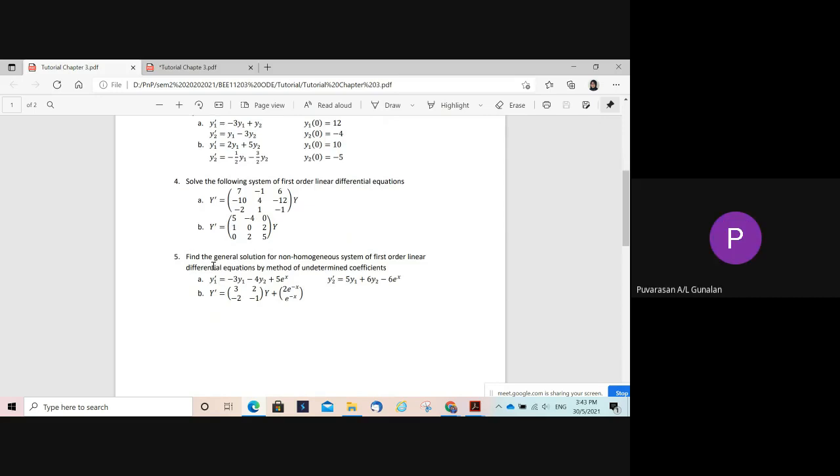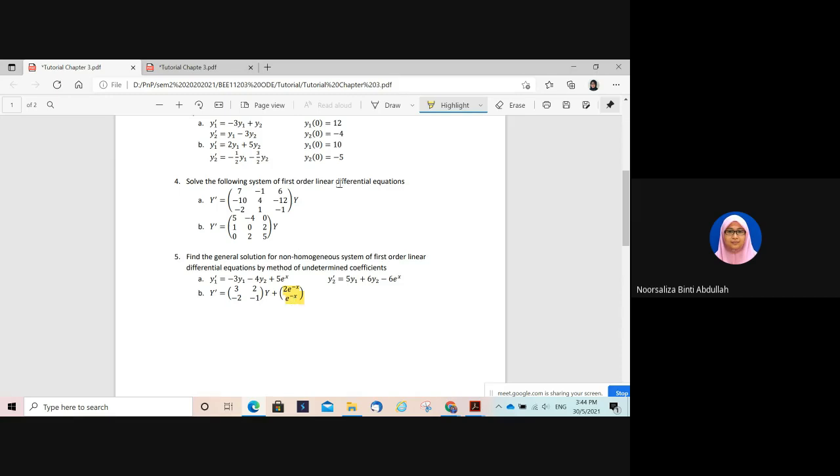This one. Yes. For non-homogeneous, you have to find yp. Yp depends on this one, this is g(x). So your yp depends on the type of g: it is either polynomial, exponential, or trigonometric.